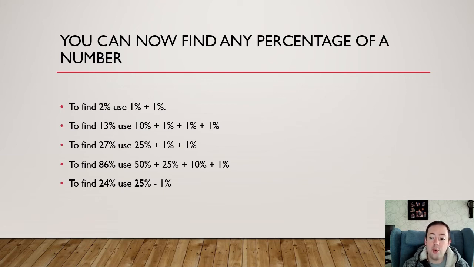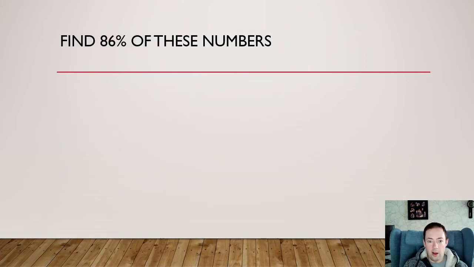Or I can go the other way and use take away as well. So for instance, if I wanted to find 24%, it would be easier for me to find 25% and then take away 1% rather than finding 20% and adding 1% 4 times. With that in mind, here is a bit of a challenge to see if it works.